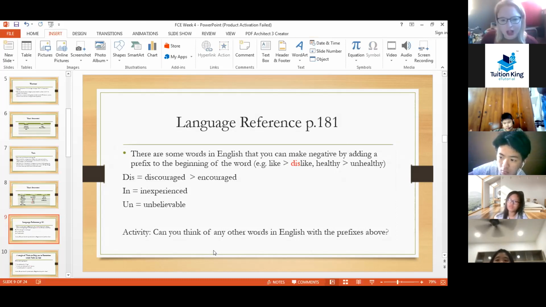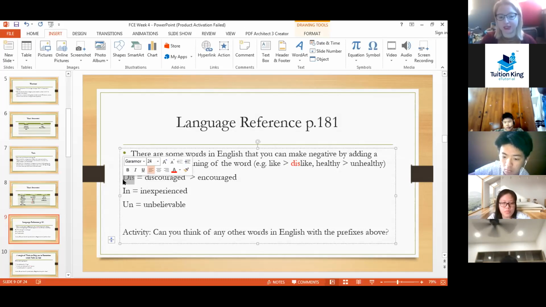So I just want you to think for a moment. Can you think of any other words in English with the prefixes above? Now, for this, I'm happy for you to just write your suggestions in the chat. Any other words in English beginning with dis or in or un. But the words you pick have to have these as prefixes to make the words negative. So can you think of any more examples?